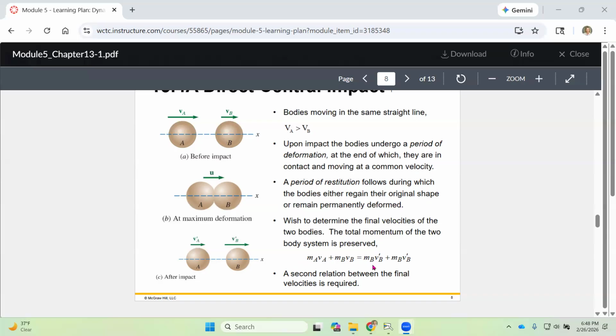It's going to be equal to, after the collision, the mass of B times the velocity B prime. And that prime just means that it's the after effect of the collision. And then plus, this is a typo, the mass of A times the after velocity of A. Okay, so we add those two together.